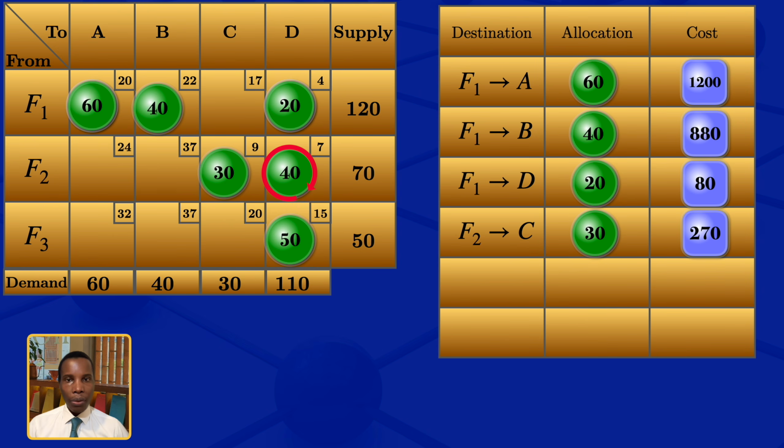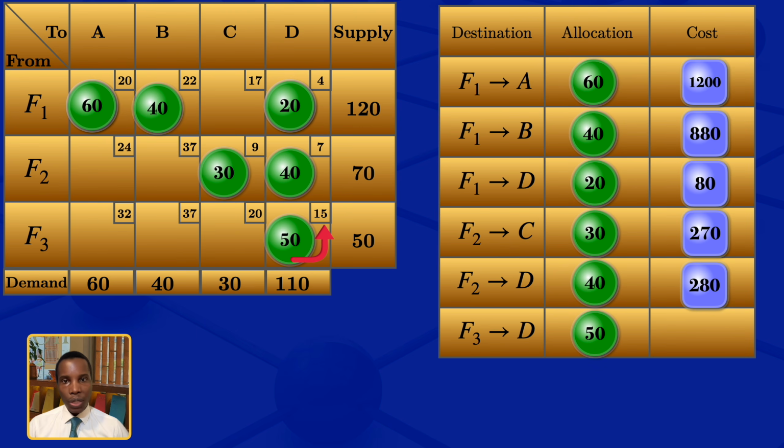Then we go on to the next one. This one here, we are looking at cell F2 to D. For F2 to D, we are allocating 40 units at a unit cost of 7, so the cost there will be 40 times 7, and that gives us 280. And lastly, we are looking at F3 to D. For F3 to D, we are allocating 50 units at a unit cost of 15. The cost will be 50 times 15, and that will give us a 750.